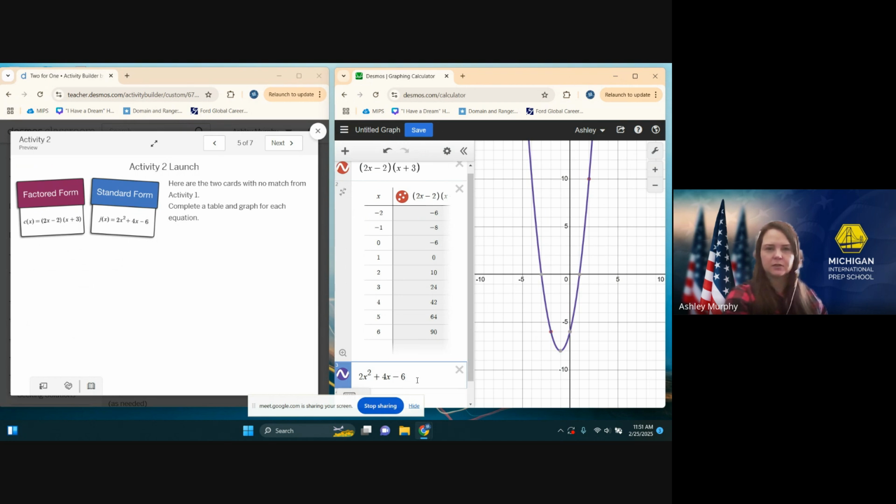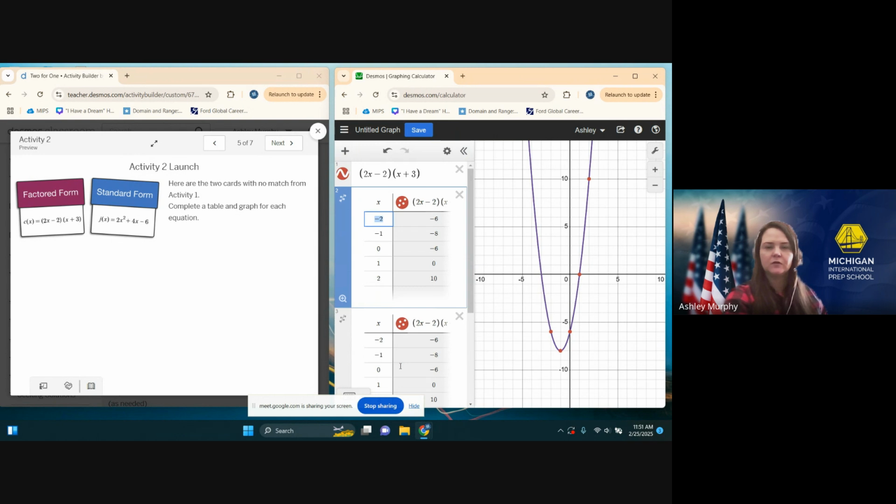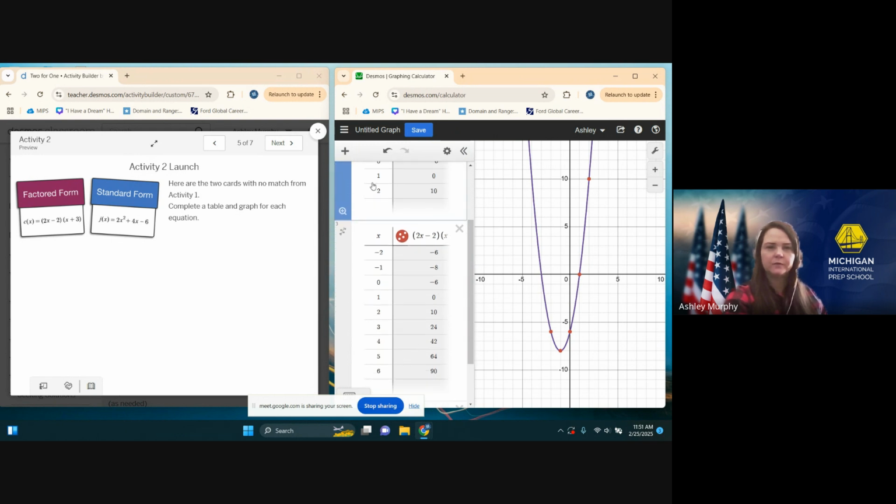So this one's just in standard form and the other's in factored form. And if you're clicked in this box, you can go to that settings button again and click on the table, and you'll notice that their tables are identical. So you can compare the table values for as many functions as you need to.